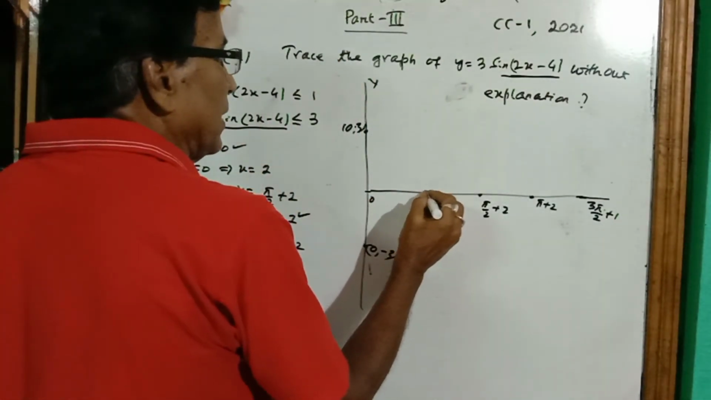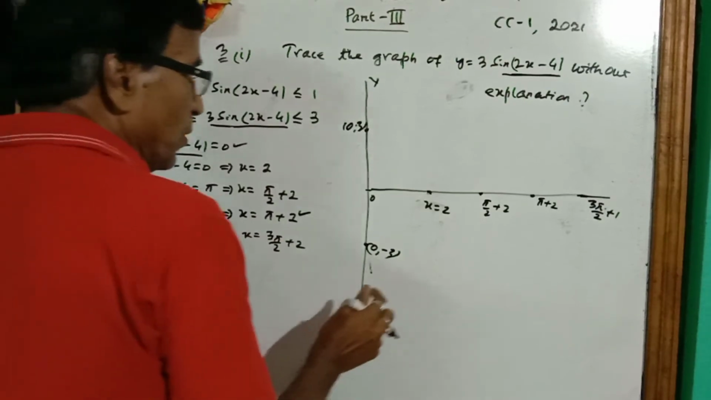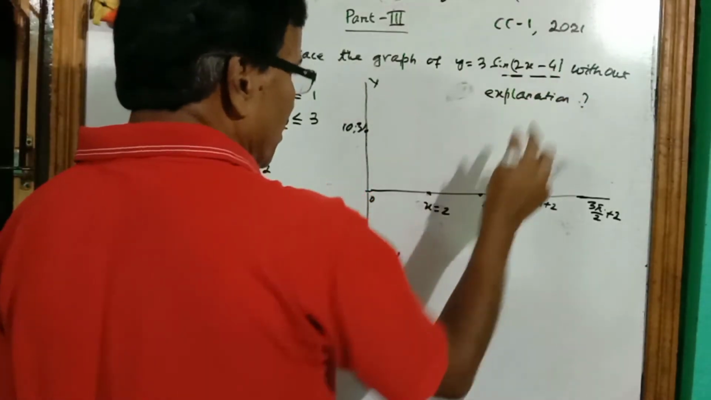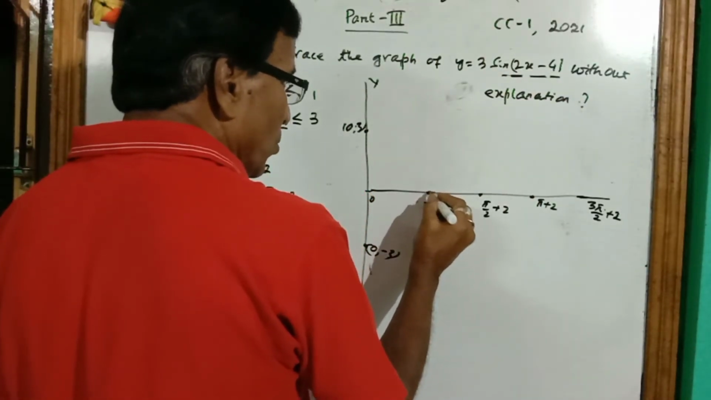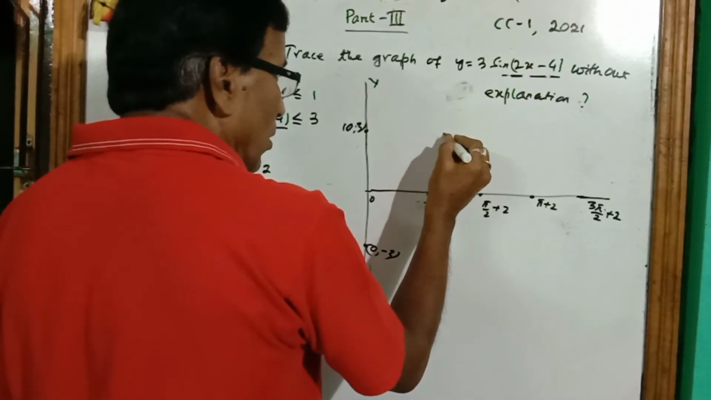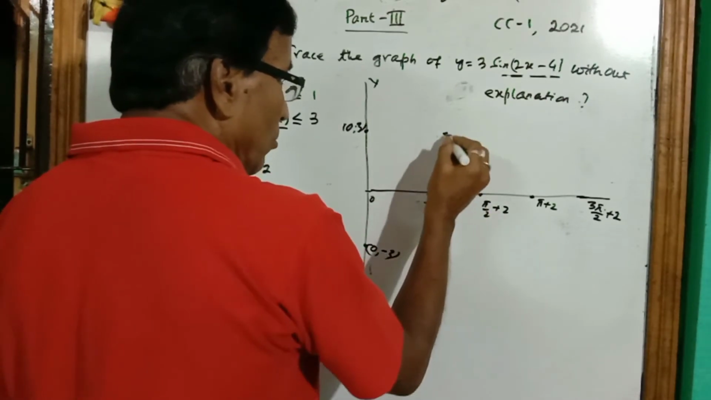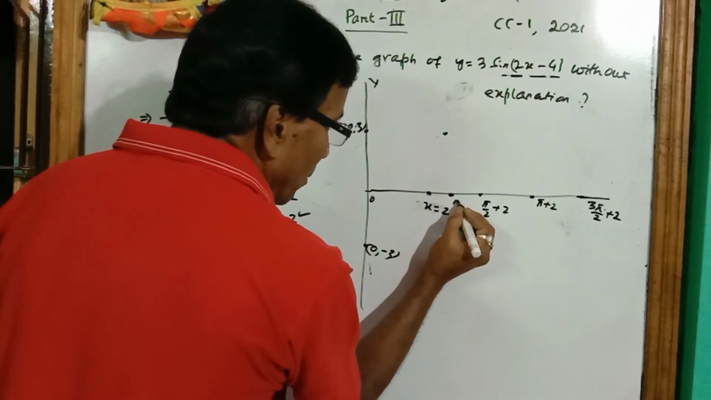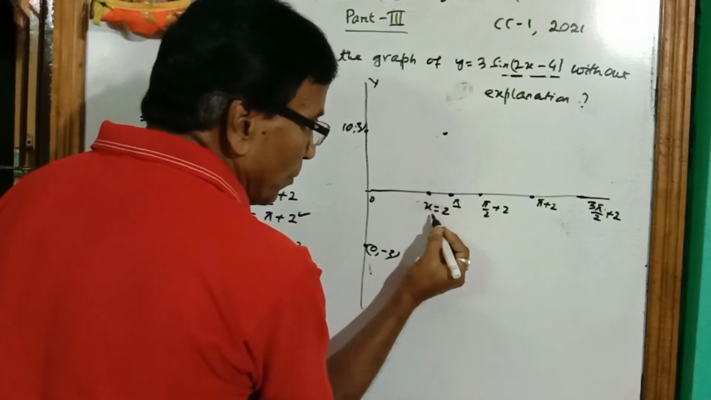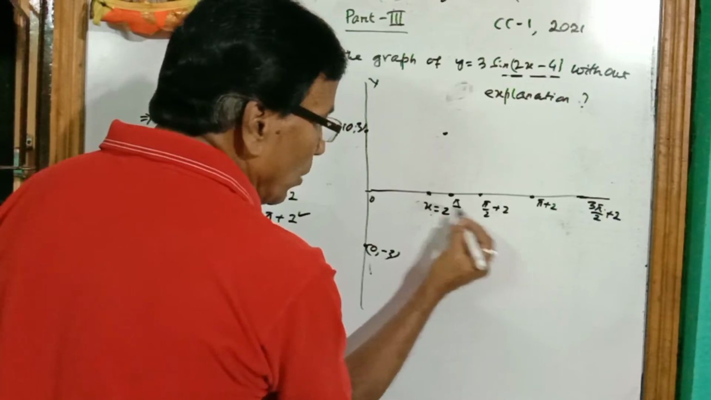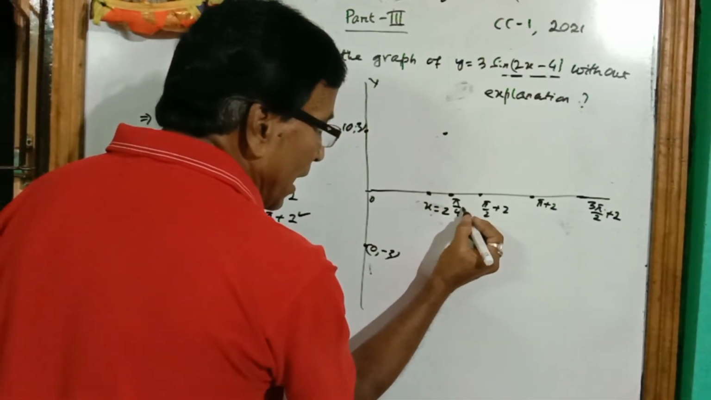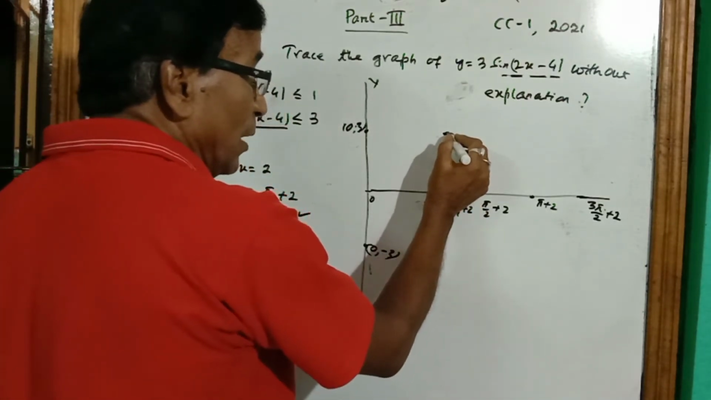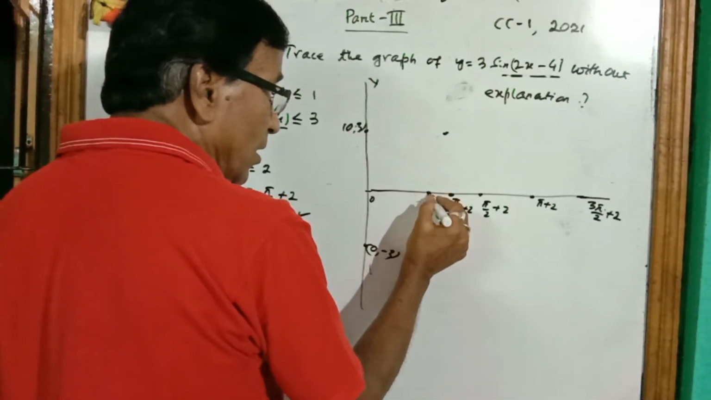So here you see that 3 sine of (2x minus 4) will be 0 at x is equal to 2. And it will be equal to 3 at which point? At the point pi by 4 plus 2, the midpoint of 2 and pi by 2 plus 2. At this point it will be equal to its maximum value, that means it will be equal to 3. So the curve is like this.